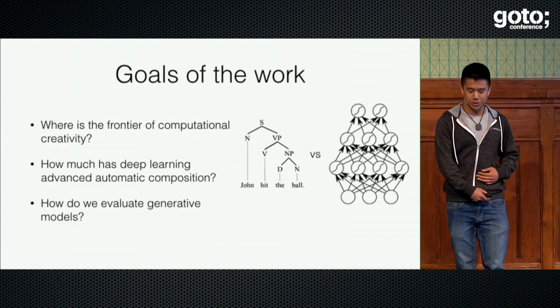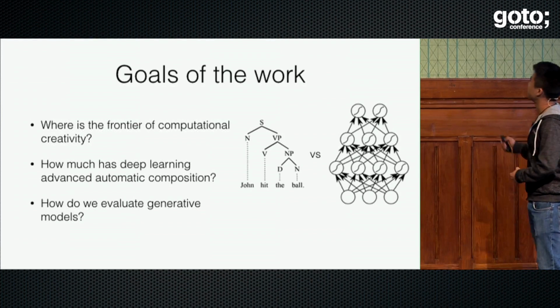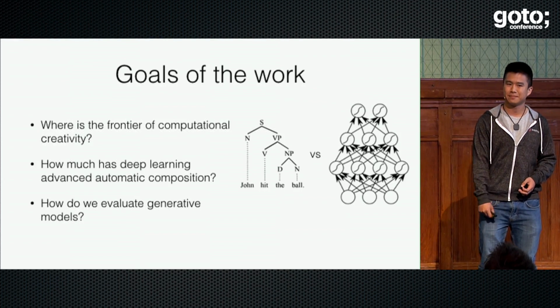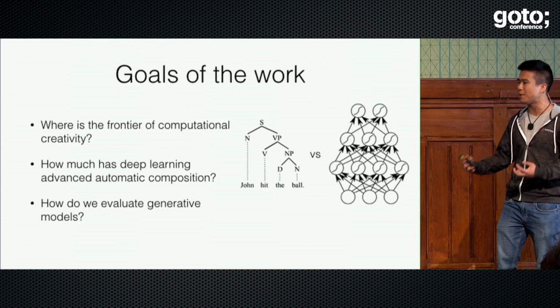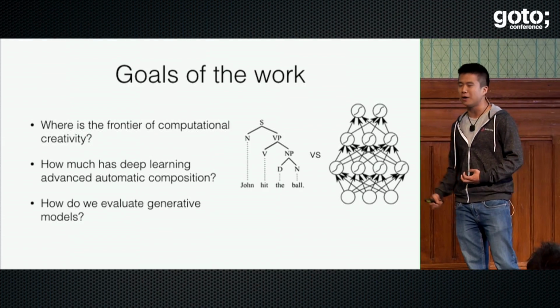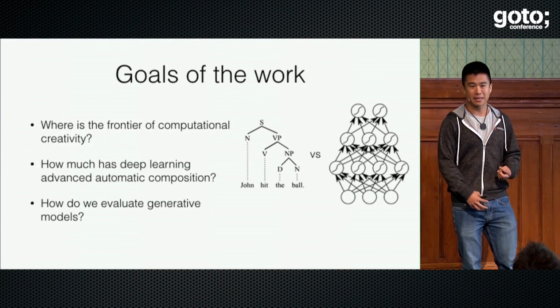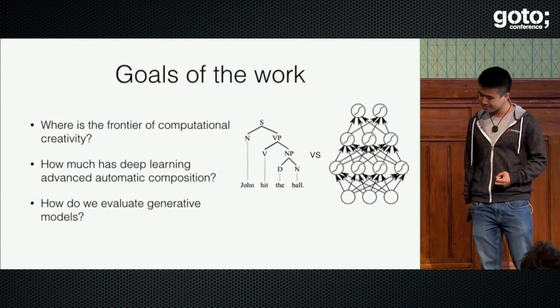When I set off on this research, there were 3 primary goals. The first question I wanted to answer was, what is the frontier of computational creativity? Now, creativity is something we take to be innately human, innately special in some sense. Computers ought not to be able to replicate this about us. Is this actually true? Can we have computers generate art that is convincingly human?